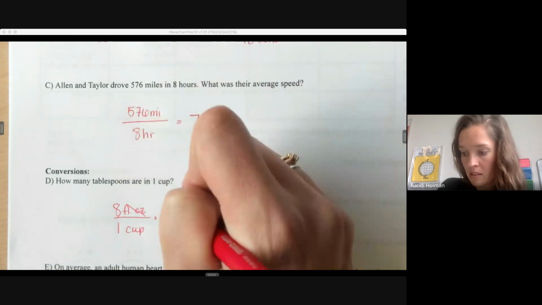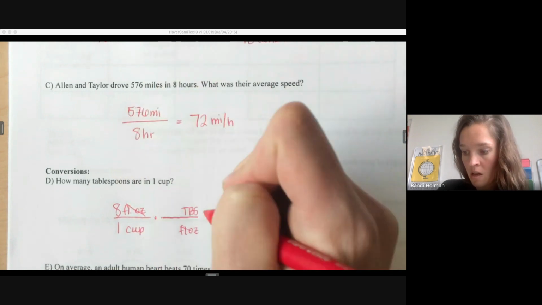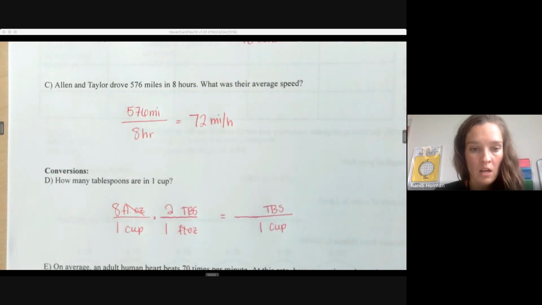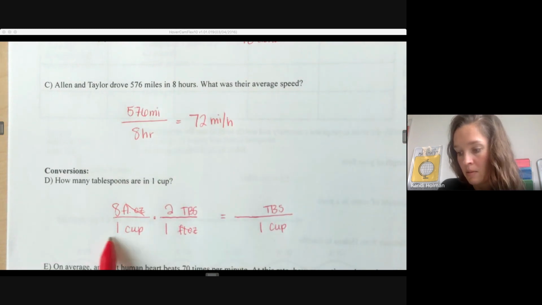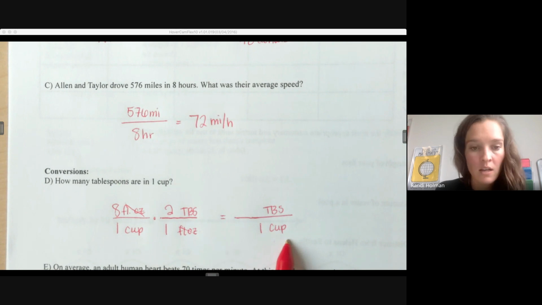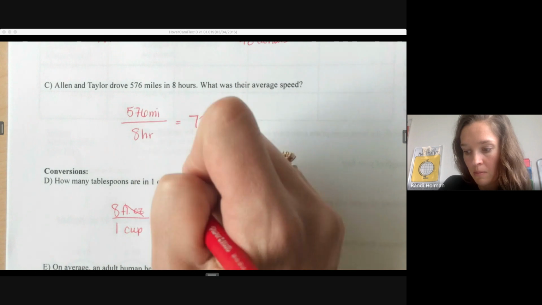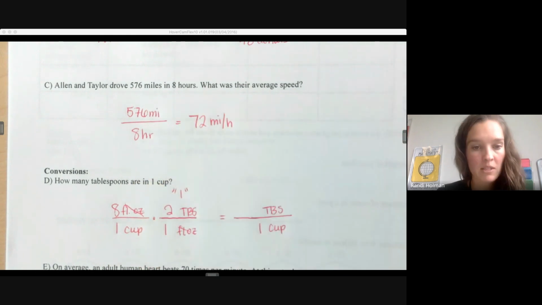So how do fluid ounces relate to tablespoons? We were told there are 2 tablespoons per 1 fluid ounce. So we're going to end up with tablespoons per cup, which is what we want. Then we just have our fractions that we're multiplying, so we're going to multiply straight across, right? This is like multiplying by 1. This 1 is just a relationship between 2 different units that are equal to each other.